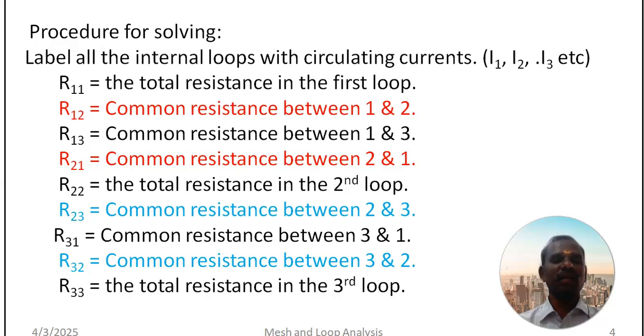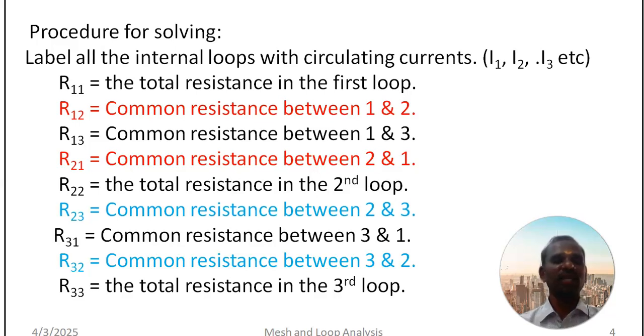Sometimes you will be putting minus if the current directions of your first loop and second loop are in opposite direction. If it is in the same direction, you will be putting positive. Then R13 is the common resistance between first loop and third loop. If there is a common resistance, you will use the resistance value. If there is no common resistance between first loop and third loop, you will put it as 0.